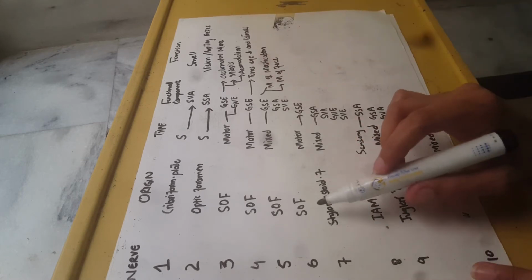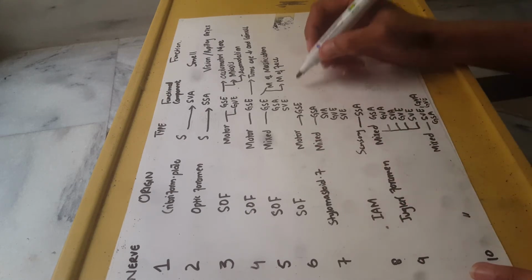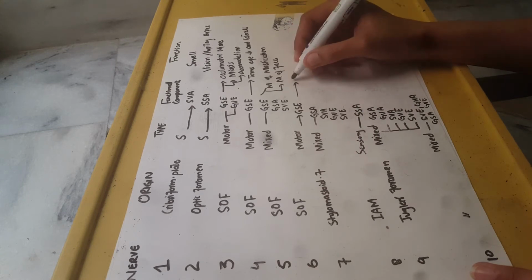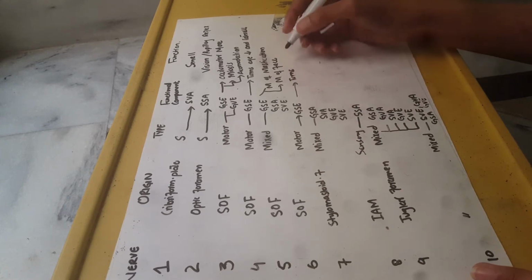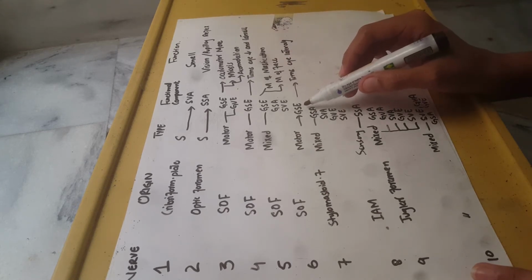And then we have the sixth, which is the abducent nerve, right? The sixth helps in turning the eye laterally. Because it is a motor nerve, it has to do some motor function, so it is turning the eye lateral. It has only one functional component, somatic efferent.